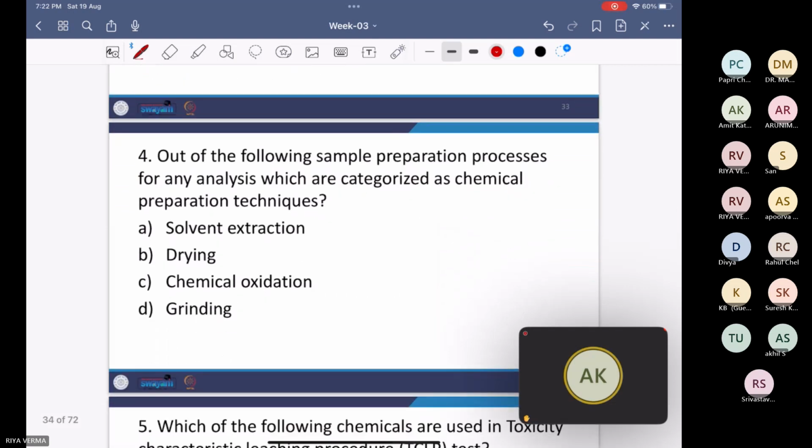Next question is, out of the following sample preparation process, for any analysis which are categorized as chemical preparation techniques. Chemical preparation techniques, which of these are they? Solvent extraction and chemical oxidation. Right.